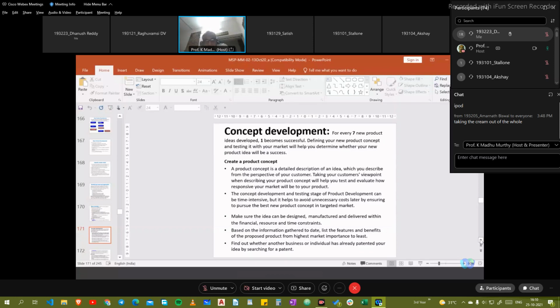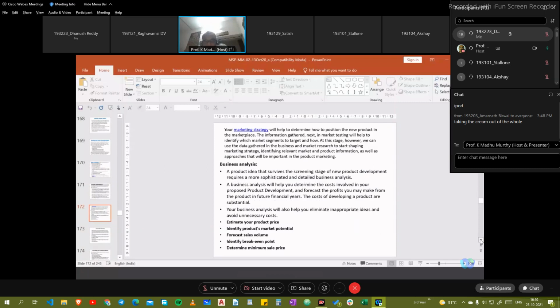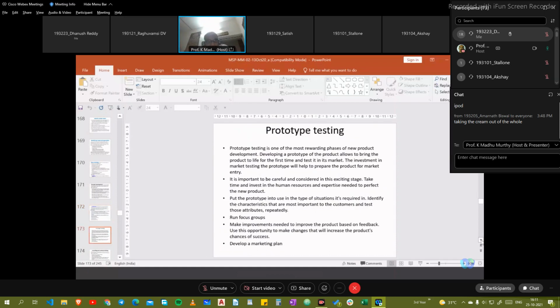So when we come to the business analysis, we try to estimate everything with what it involves, like the investments, like the prices that we are likely to come up with for the products, the market potential, the sales volume, the break-even analysis, and finally determine at what minimum price we can sell, to see whether it is feasible to sell a product of this nature and whether it is an appropriate idea, and whether there are certain unnecessary costs. And after having done this, we go on to developing the concepts.